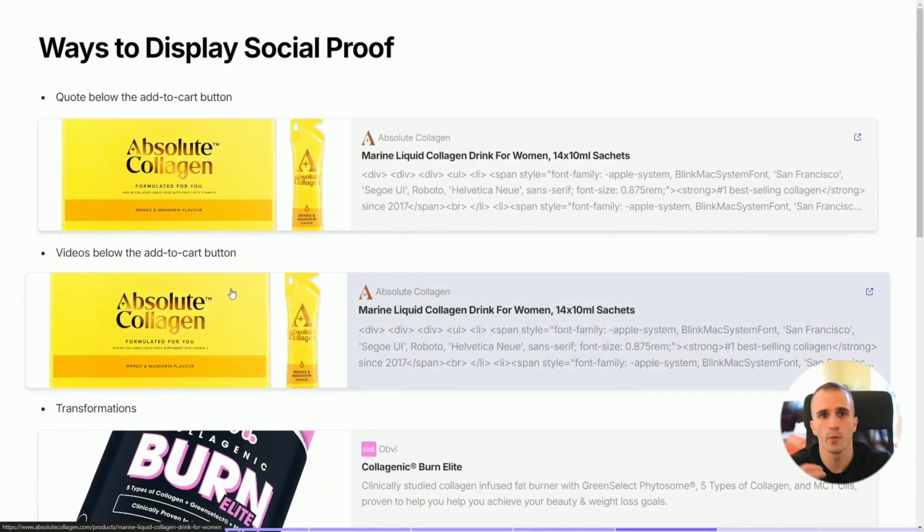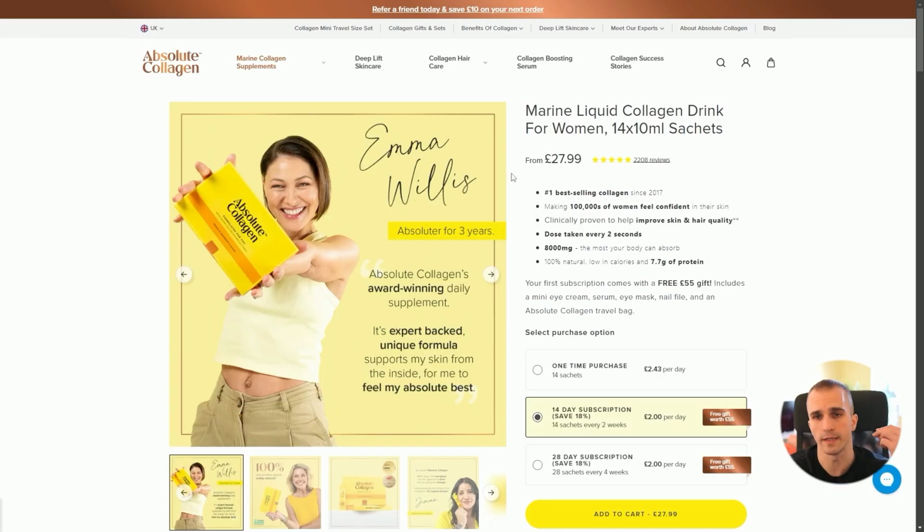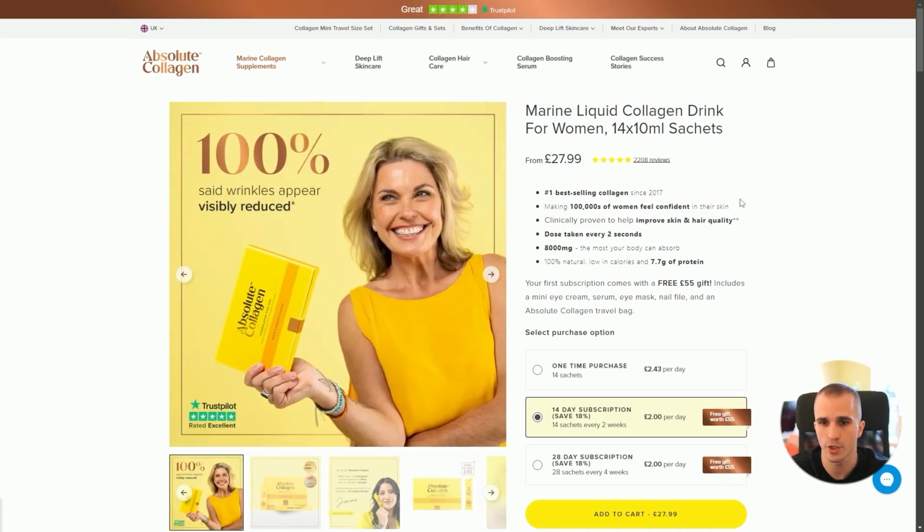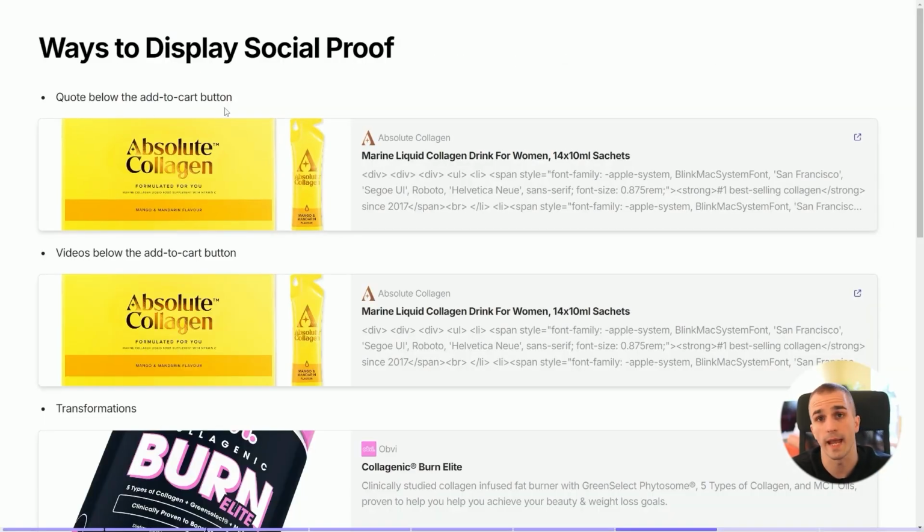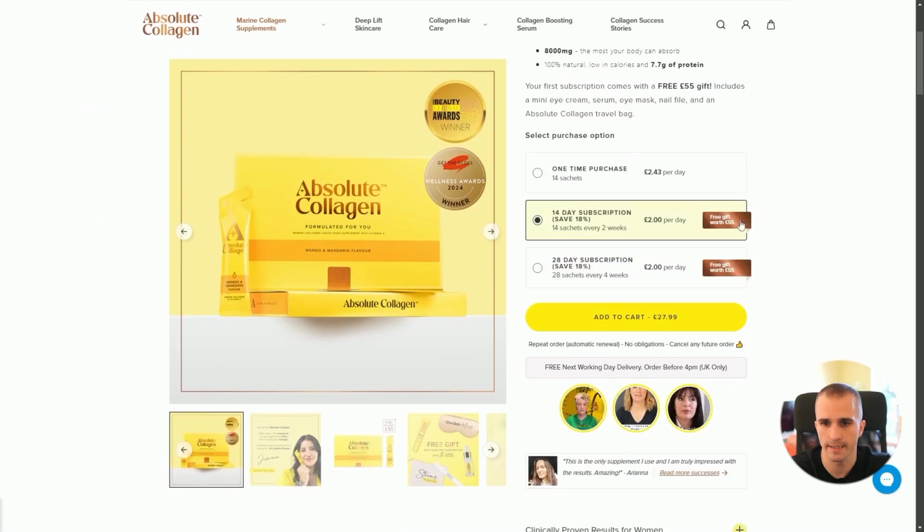So what are the ways that you can display the social proof on your Shopify store apart from the star widget that we have already covered? The second way that you can display the social proof on your product page apart from this star rating widget is having a quote below the add to cart button, and it looks like this in this example.